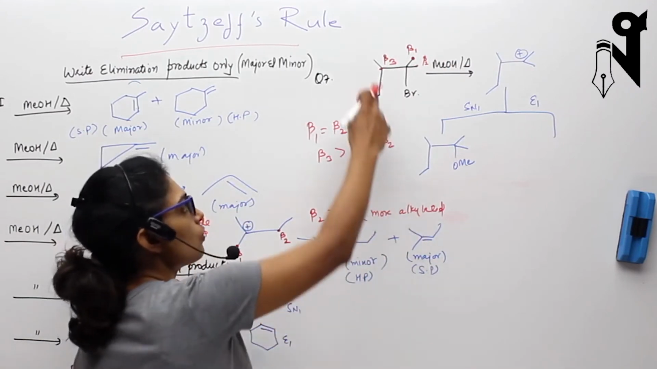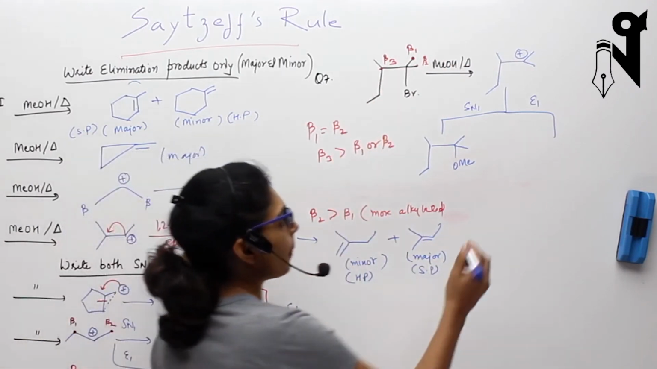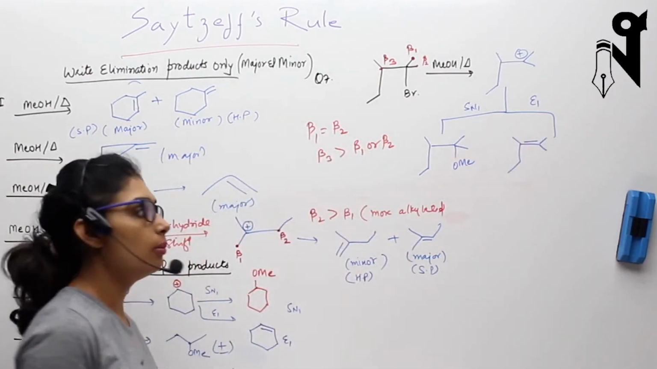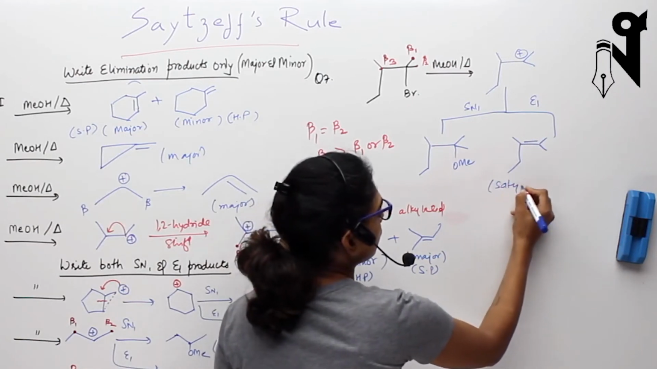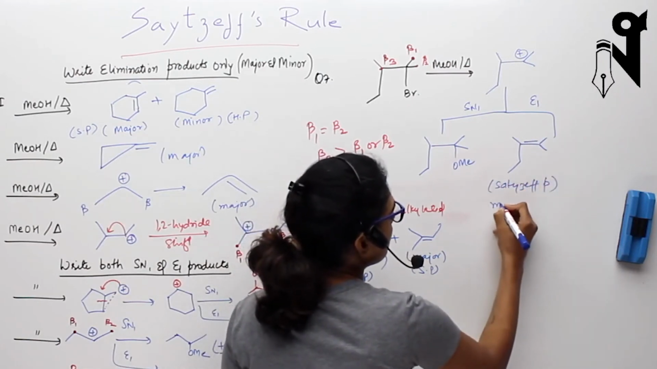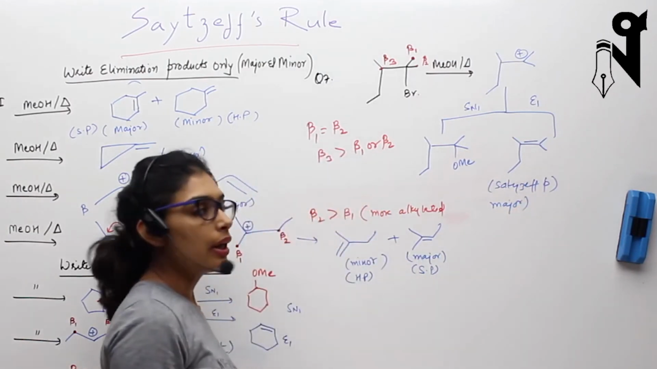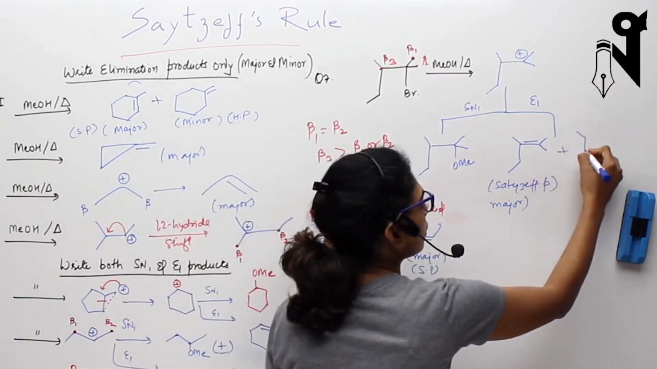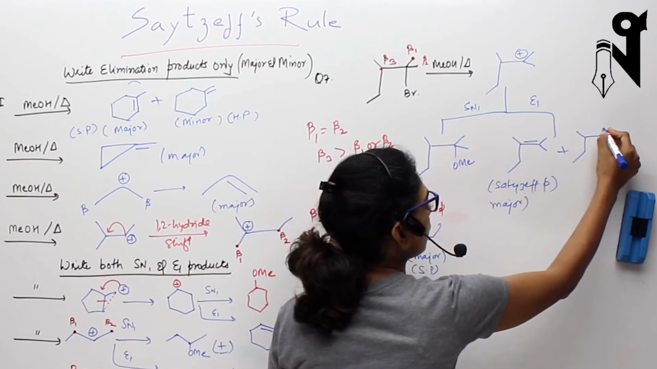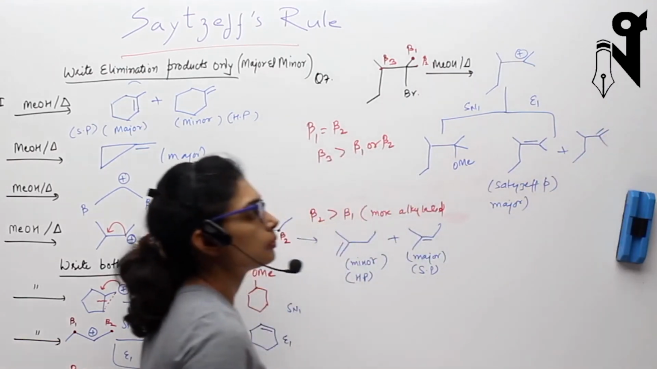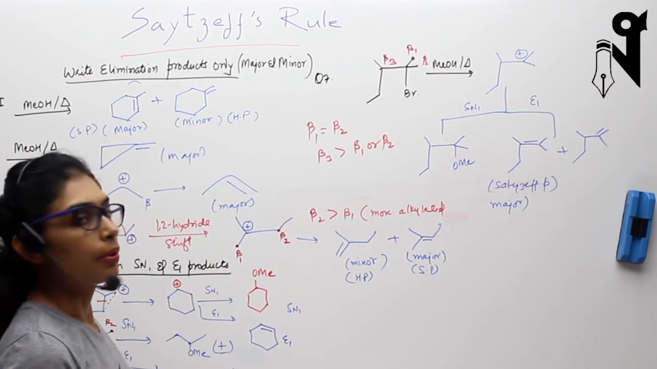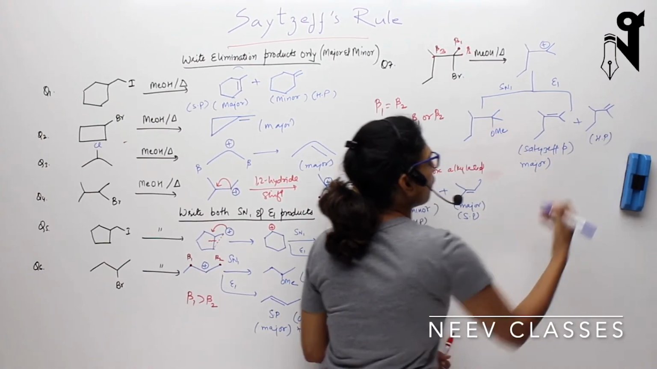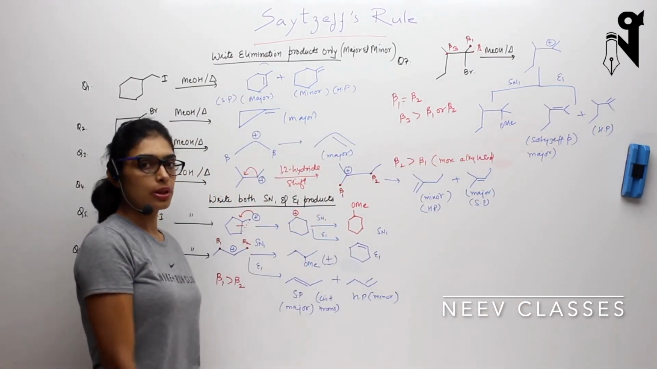So let's say if I remove hydrogen from beta 3, then the product formed would be this, and this is the Saytzeff product, and this is major. Okay, if I remove the hydrogen from beta 1 or beta 2, the product formed would be this, and this is my Hofmann product. I hope you have understood the solution of all the questions.